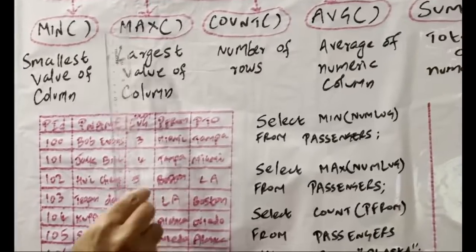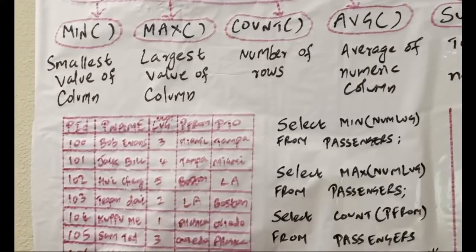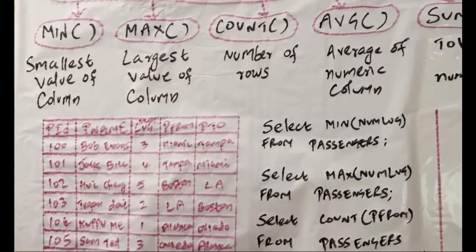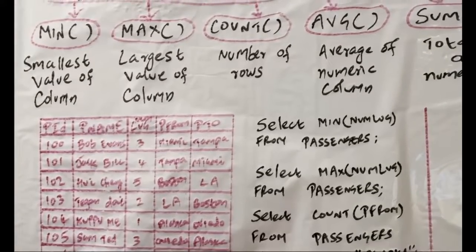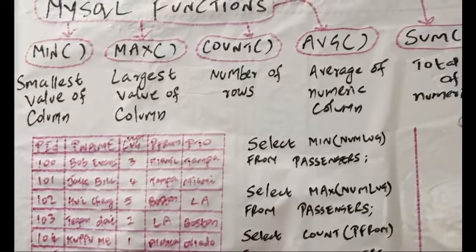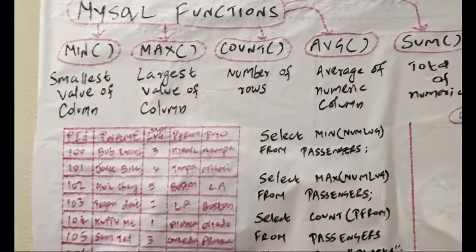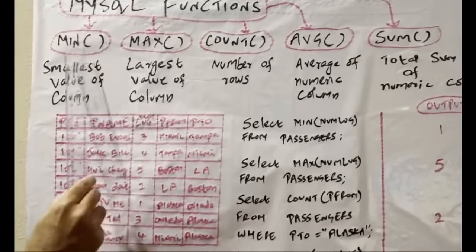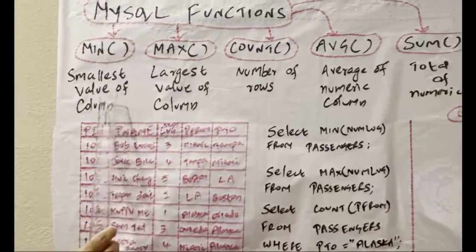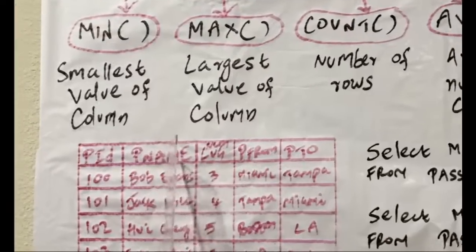Let's jump into the MySQL functions. MySQL is the most widely used database by small, medium, even large companies. These are the functions commonly used, kind of mathematic functions. The MIN function gives the smallest value of the column.